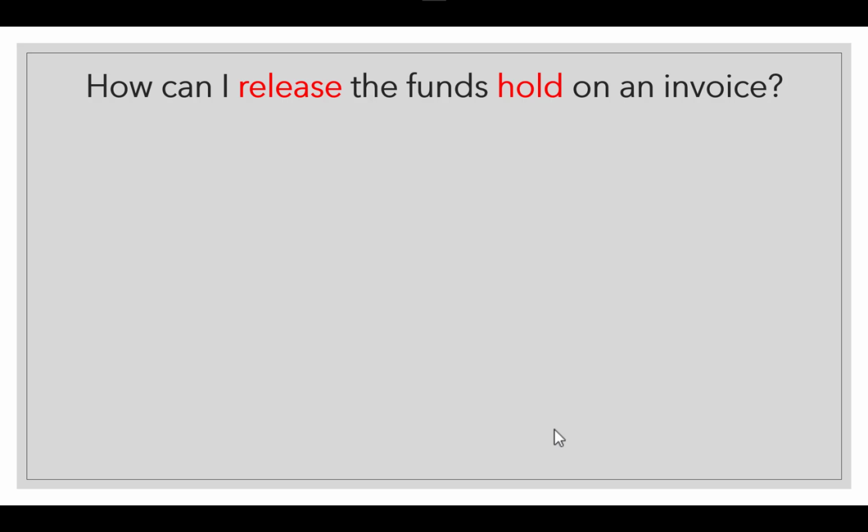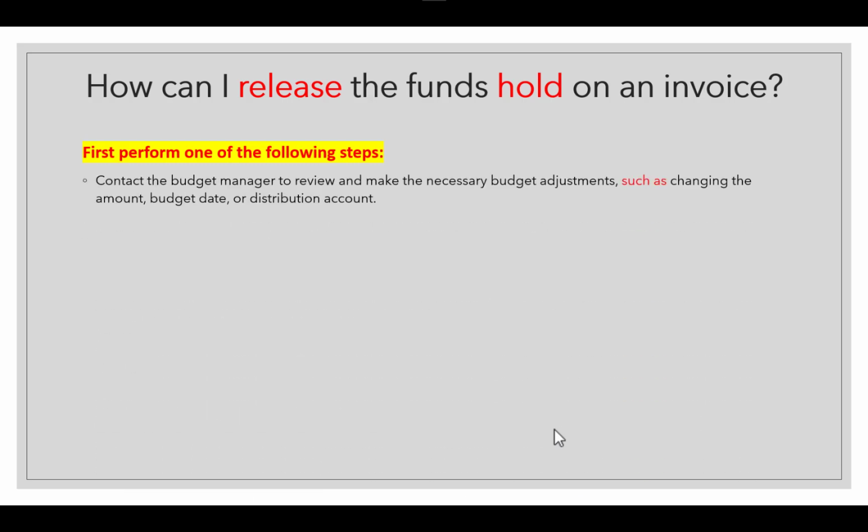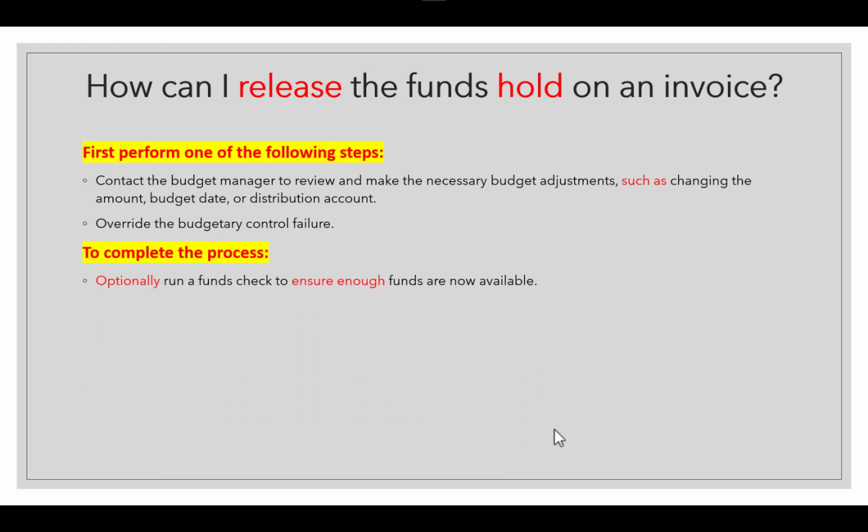How can you release the funds held on an invoice? First, you can perform one of the following steps: contact the budget manager to review and make necessary budget adjustments, such as changing the amount, budget date, or distribution account. You can override the budgetary control failure. To complete the process, you can optionally run a fund check to ensure enough funds are now available. You can revalidate the invoice to release the hold.